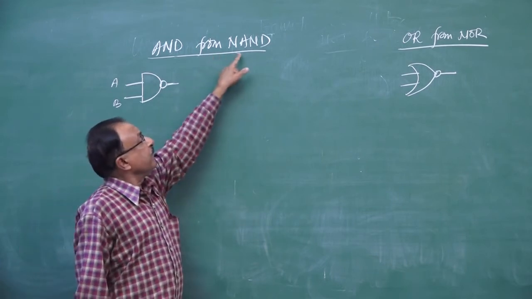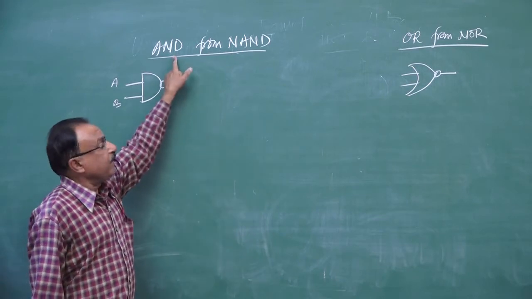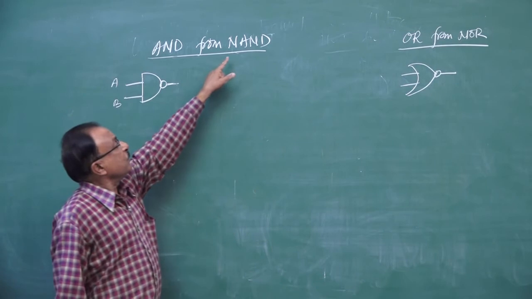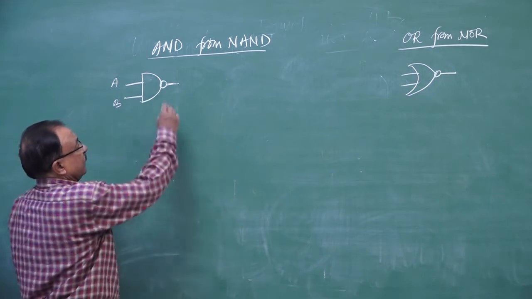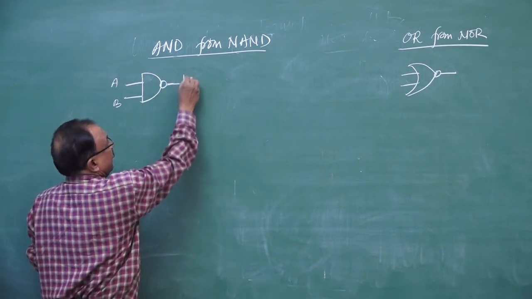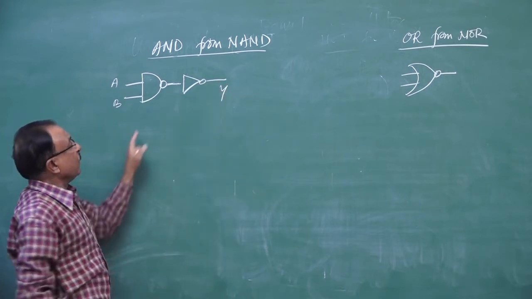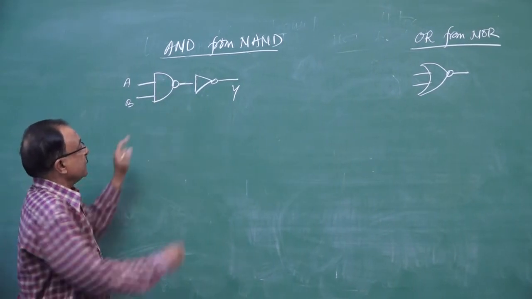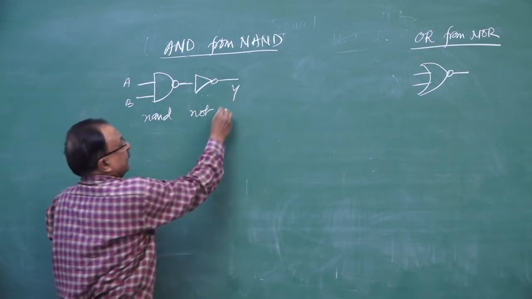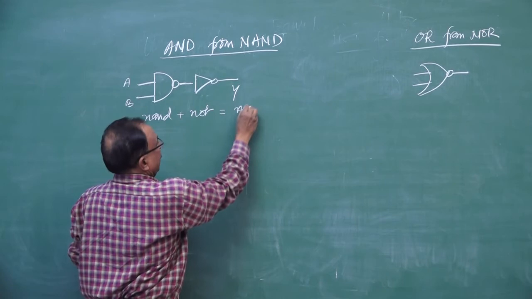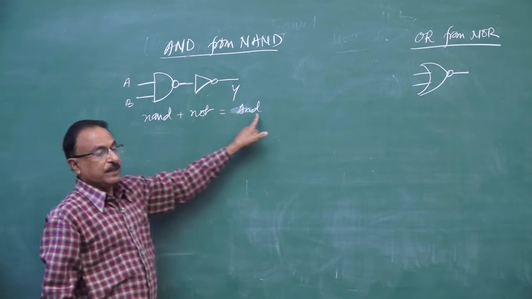If you remember how we got the NAND, we got the NAND by connecting the output of the AND gate to the NOT gate. Now this time, to get the AND from the NAND, we connect the output of the NAND gate to the input of a NOT gate. So the output will now be of the AND gate. This NAND gate connected to the NOT gate will give the AND gate. NAND plus NOT will give the AND.